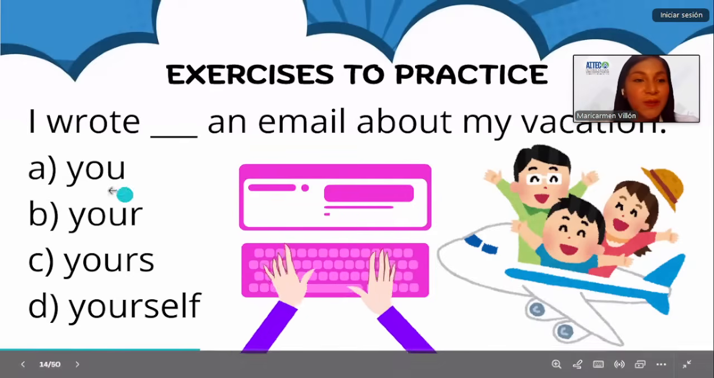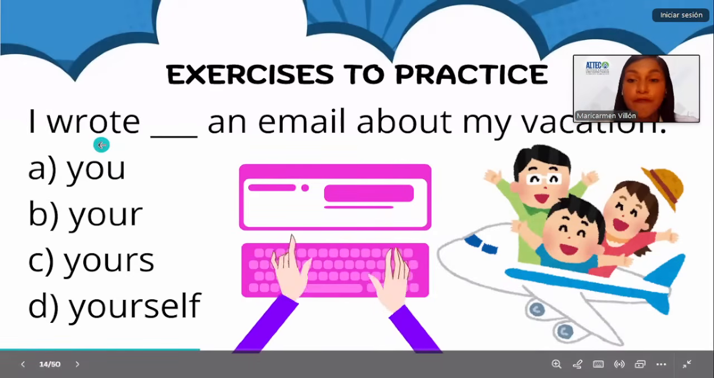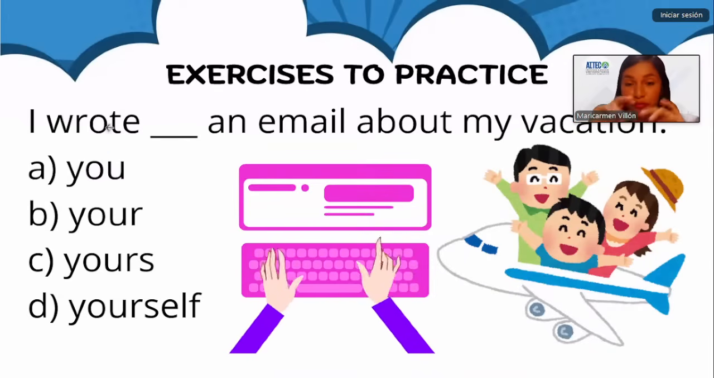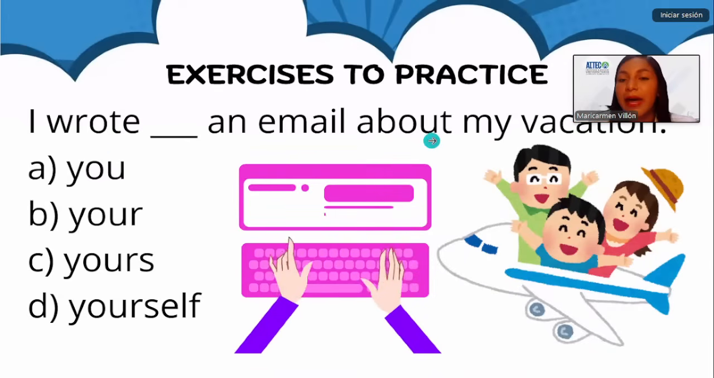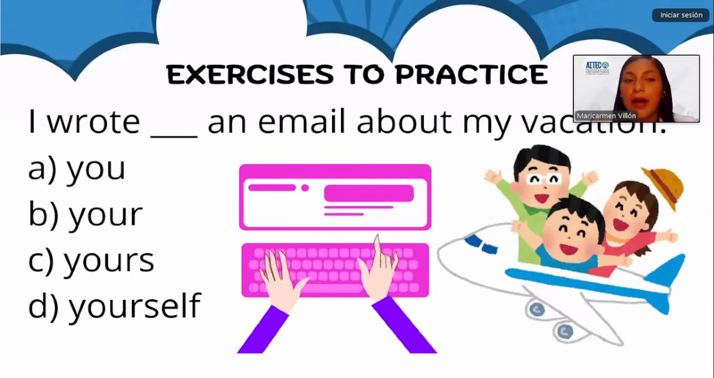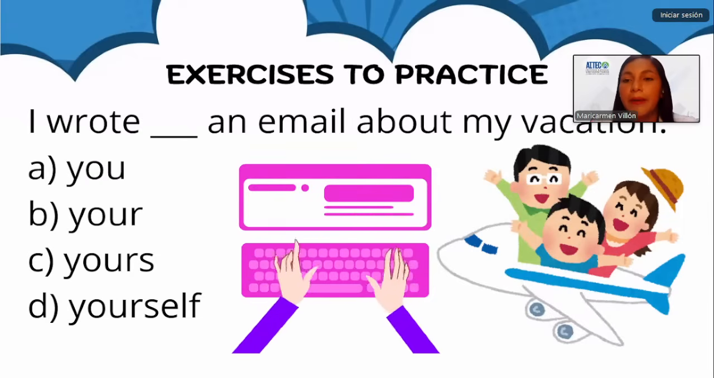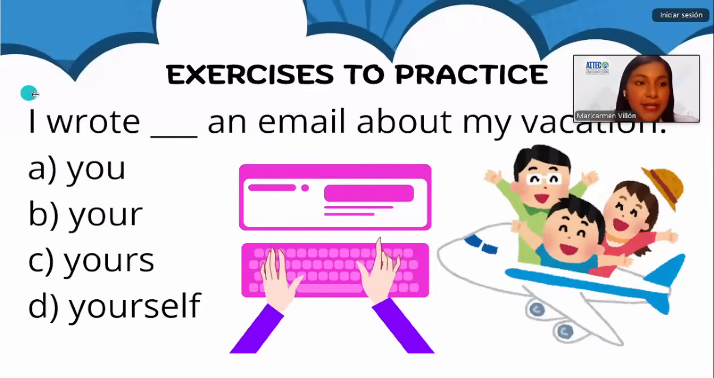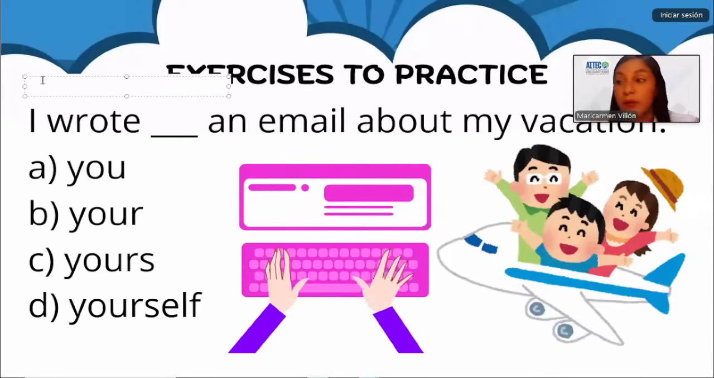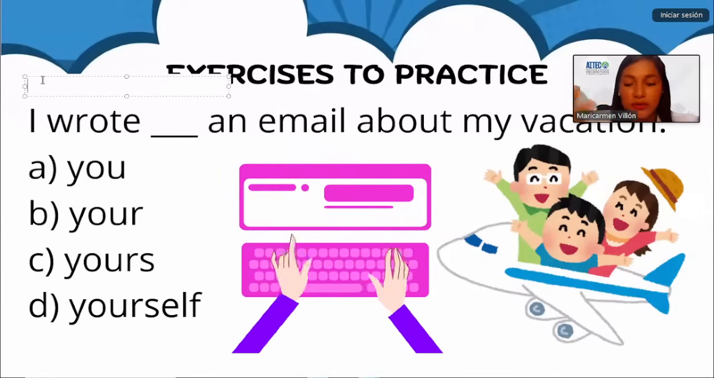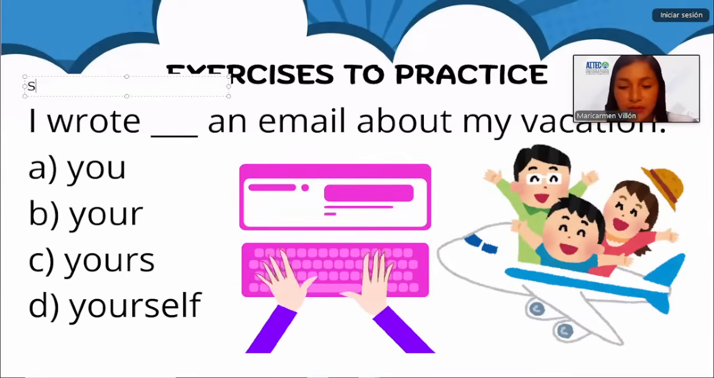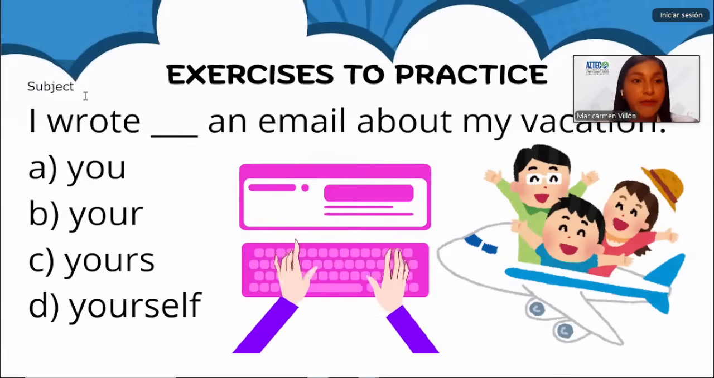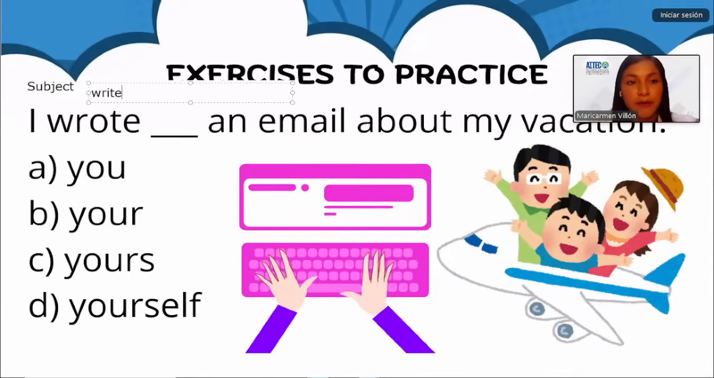So this one says, I wrote an email about my vacation. Look at the picture. So we got the subject. The subject is the one who does the action. Entonces recuerden que el sujeto es el que hace la acción, ¿no? Subject. Entonces es I, ¿no? Tenemos el verbo en pasado. Write, wrote.